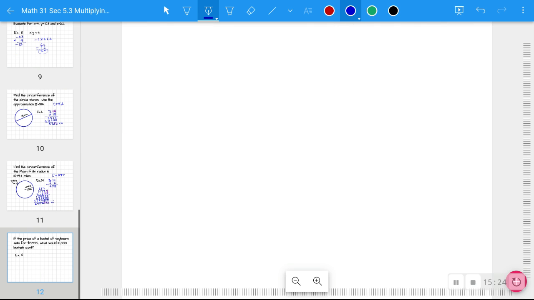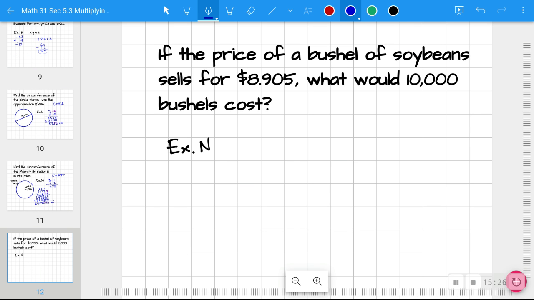Okay. So the last one, thankfully, is a lot easier. We're supposed to take the price of a bushel of soybeans and multiply by 10,000. All you're going to do is take that number and move your decimal 1, 2, 3, 4 spots. So get rid of the old decimal, and here's your new one. So it's going to be $89,050.